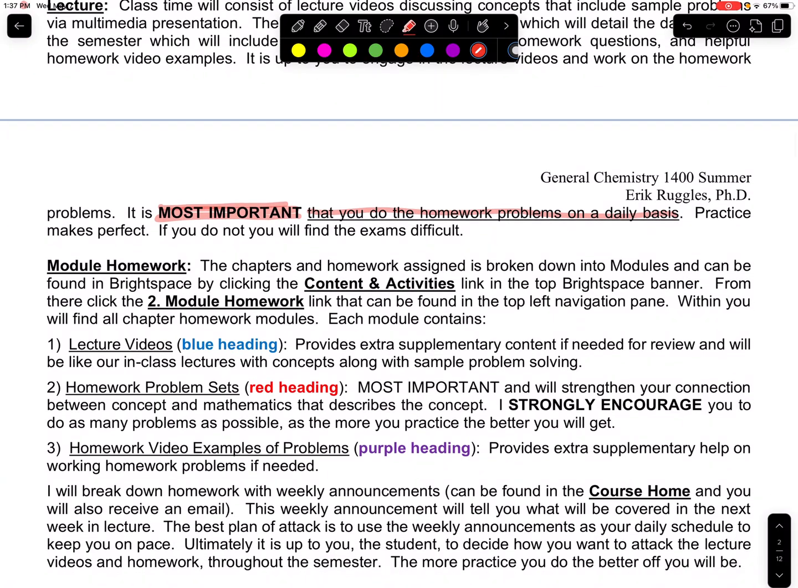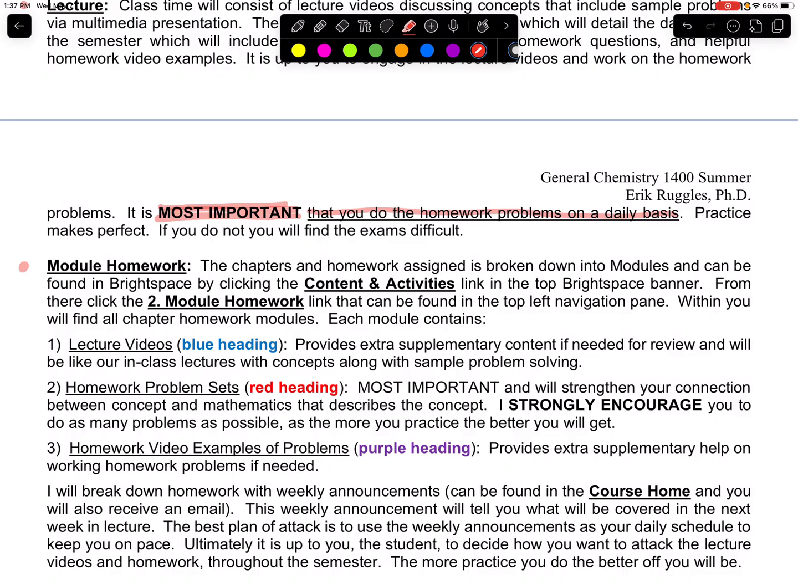So what I've split the course into is basically modules. Every chapter is a module. So chapter 3 would be module 3. These can all be found under content and activities under the second folder, the module homework. I believe it's now called module homework and videos folder. But it's a second folder that will take you basically into every single chapter. So I have all the modules already posted. You can play around and look through them.